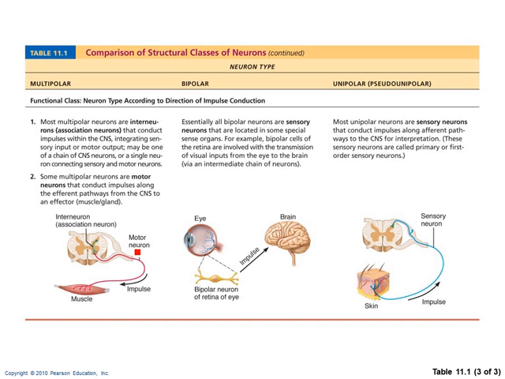Again, it's just a picture. You can see you've got motor neurons taking information out, sensory neurons taking information in, and then inside the spinal cord, you've got some interneurons sending information.